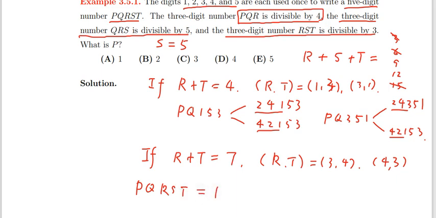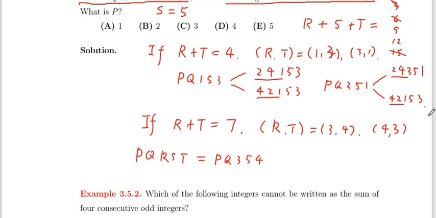Let's say P, Q we still don't know. P, Q, R, S, T is R 3, S 5, T 4, or P, Q, R is 4, 5, 3. So what is PQ? PQ can be 1, 2, or 2, 1. So it could be 1, 2, 3, 5, 4, or 2, 1, 3, 5, 4, or 1, 2, 4, 5, 3, and 2, 1, 4, 5, 3.